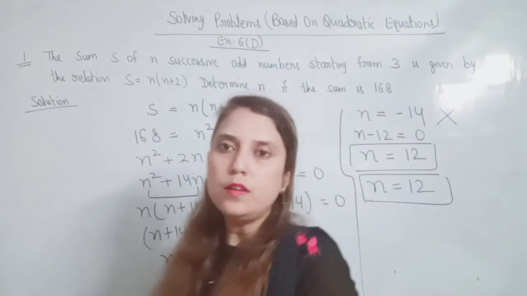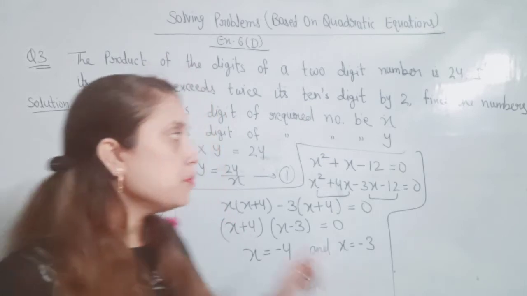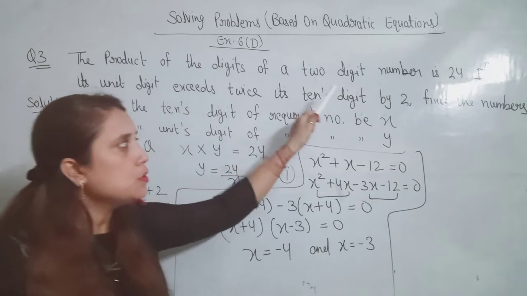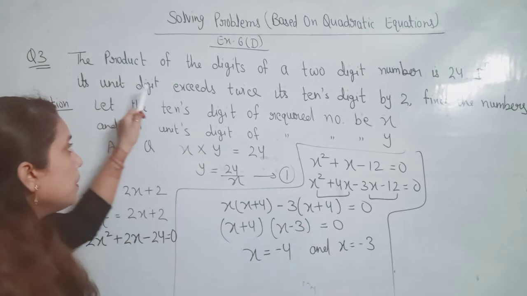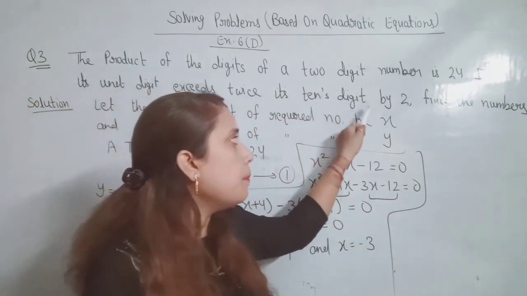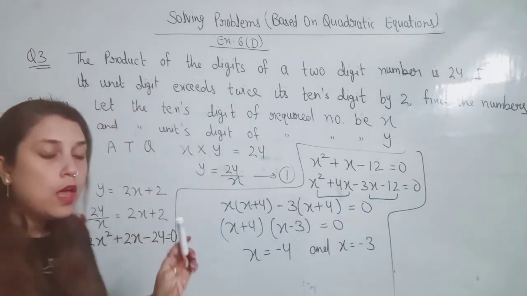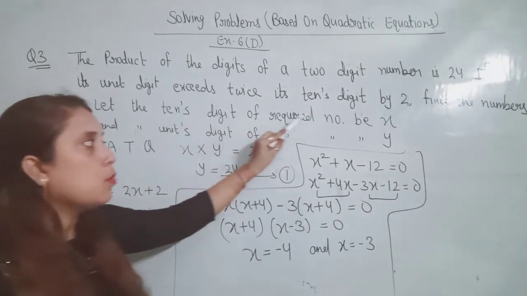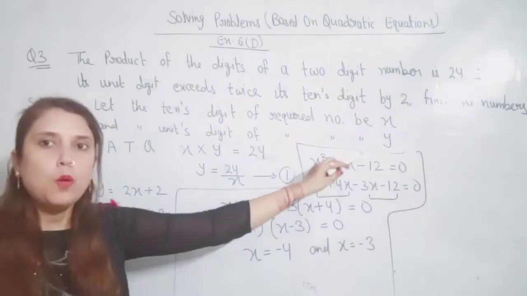Okay beta, now let's do the next question. Question number 3 says the product of the digits of a 2-digit number is 24. If its unit digit exceeds twice its tens digit by 2, find the number. So first we let the unit place value and tens place value of the number. Let the tens digit of the required number be x and the unit digit be y.